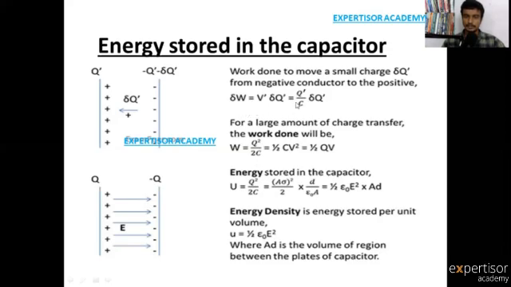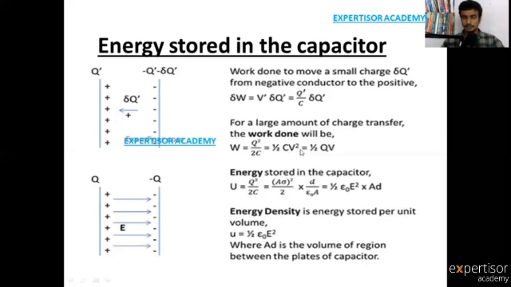By using this equation, we have to take the integration. Integral of Q dash dQ dash gives Q dash square divided by 2C, that means Q square by 2C. Q dash is a small amount of charge, but Q is the large amount of charge. So W is equal to Q square divided by 2C, which is equal to half CV square.